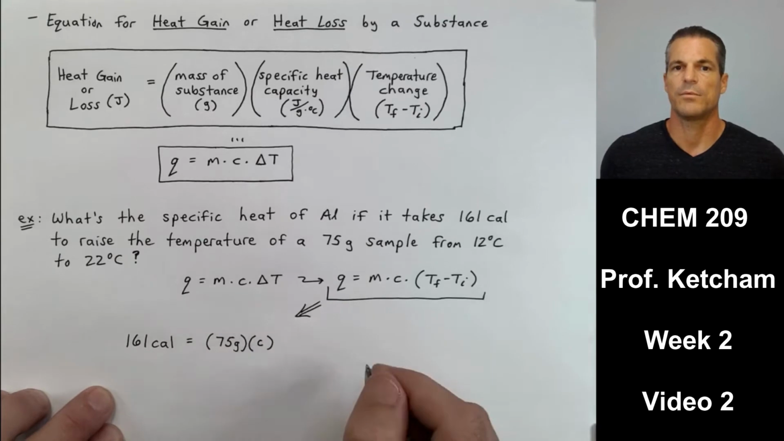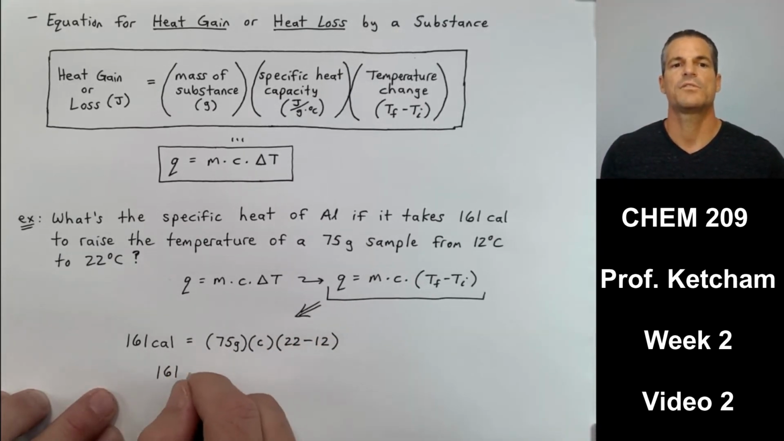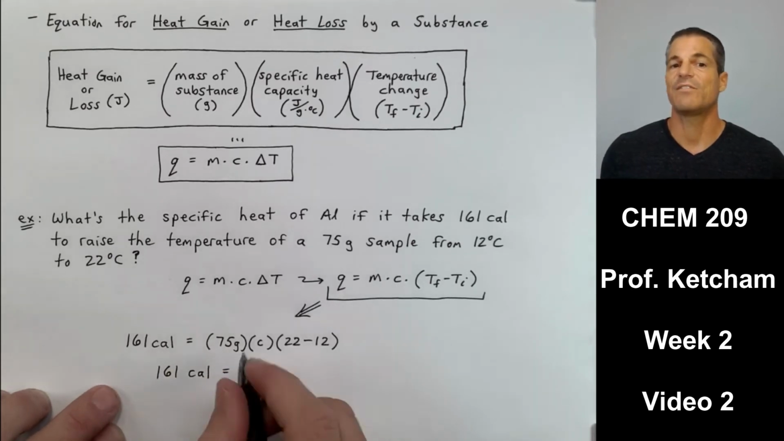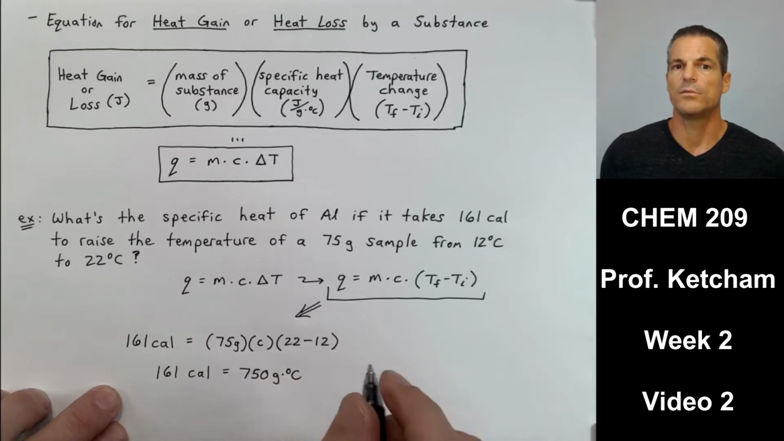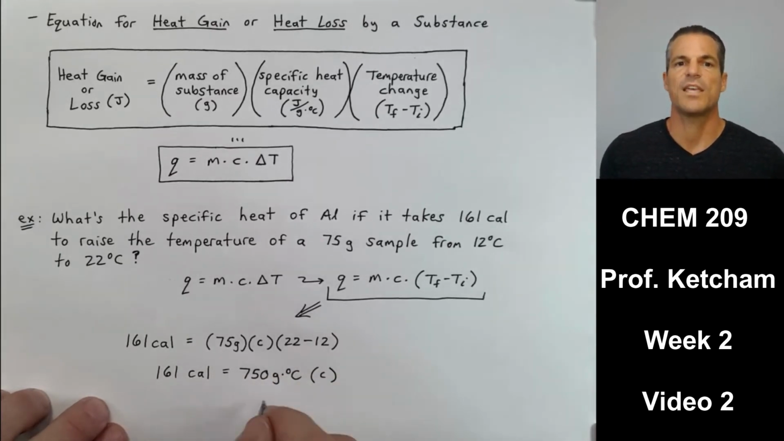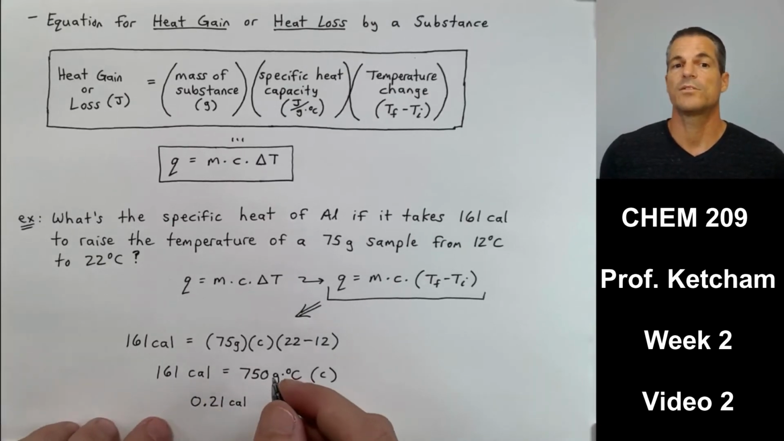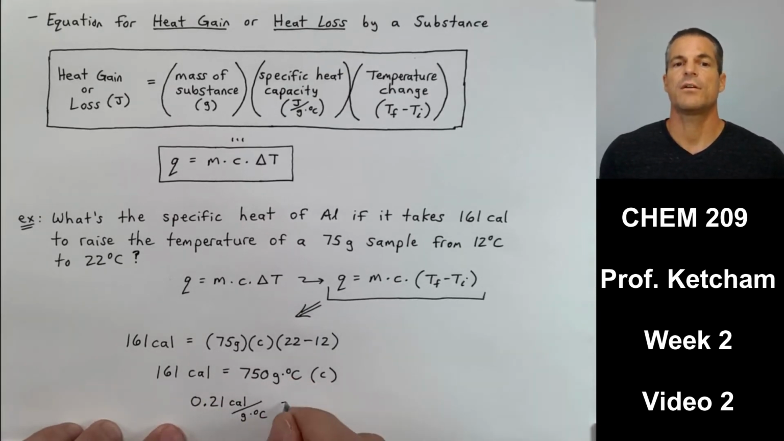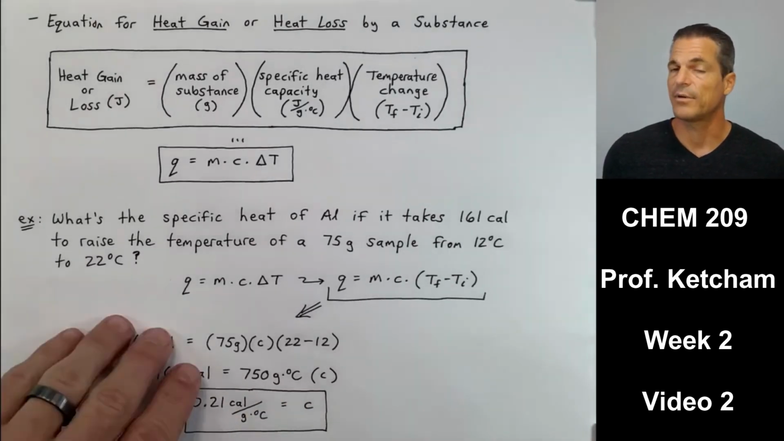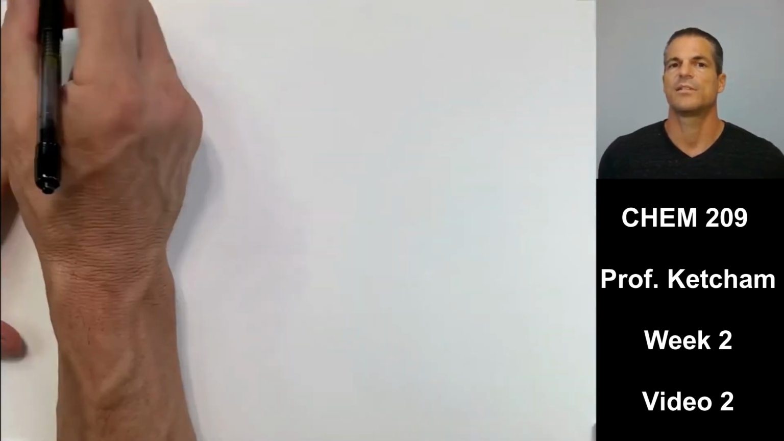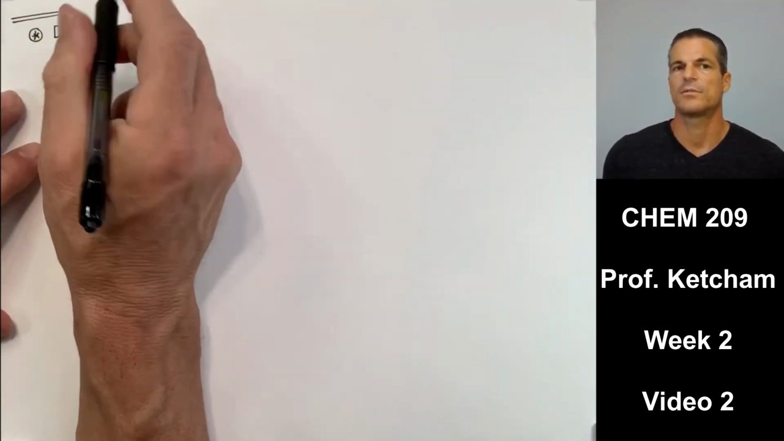In other words, Q equals MC times TF minus TI. Let's just plug numbers in. If it's one equation, we should be down to one unknown in order for us to solve it. 161 calories equals 75 grams times C, our unknown, our specific heat. Specific heat's the same thing as specific heat capacity, times 22 minus 12. So when you do the math here, you get a specific heat for aluminum of 0.21 calories per gram per degree Celsius. Not joules in this instance because they gave us the heat in calories instead of joules.